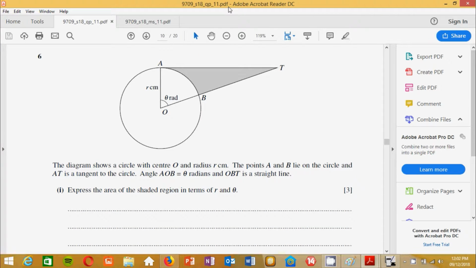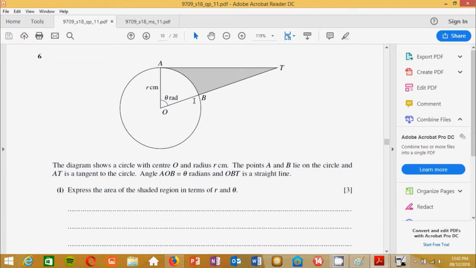The diagram shows a circle with center O and radius r centimeters. So as you can already identify, this is a sector. Remember that a sector is basically a chunk where you have two radii and an arc and that region inside. The entire region, that's a sector. So it has radius r, and remember that the radius of a circle is the line drawn from the center of the circle to the circumference of the circle.